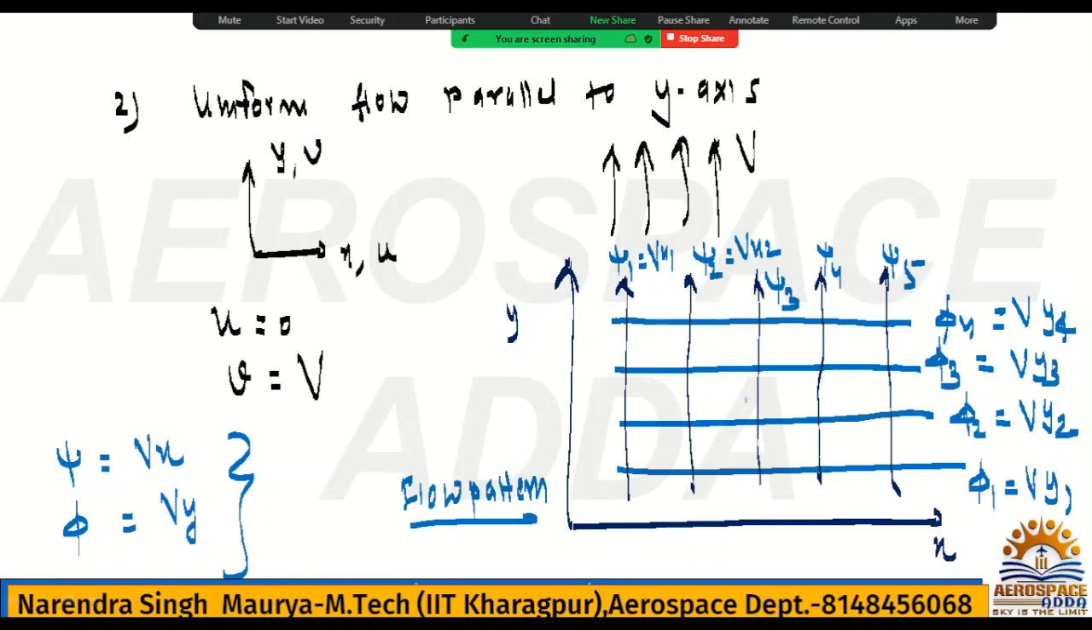If it is uniform flow parallel to y axis, this will be the flow pattern. What will be the flow pattern for the uniform flow parallel to x axis? That I have already derived. So in this way you can get an idea at least. And always remember the streamline and equipotential line will be perpendicular to each other. Everywhere at each corner, this is 90 degree, wherever they cross each other, it is 90 degree.